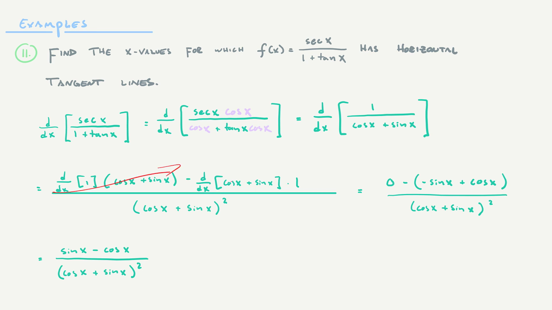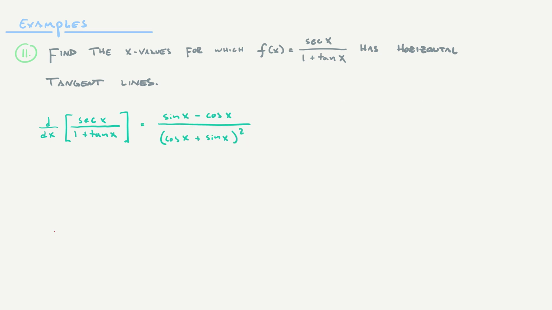The derivative of this inside piece, cosine of x plus the sine of x, you can just use normal differentiation rules there. The sum rule is what I'm using. So the derivative of cosine of x is negative sine x. The derivative of sine x is cosine of x. And then to get to this last piece, I just distributed the negative sign, and then this became positive and this became negative. So here's my derivative.